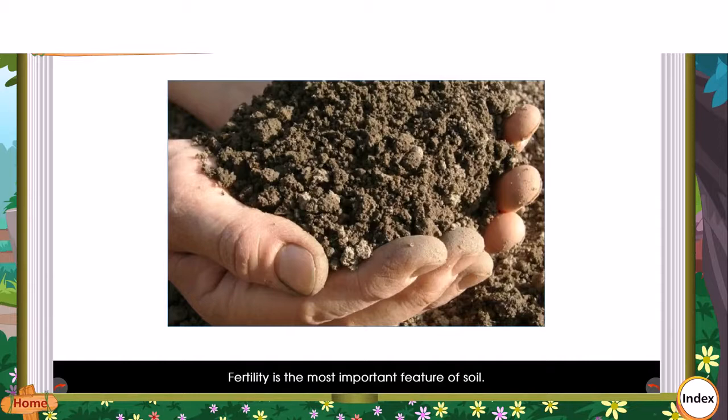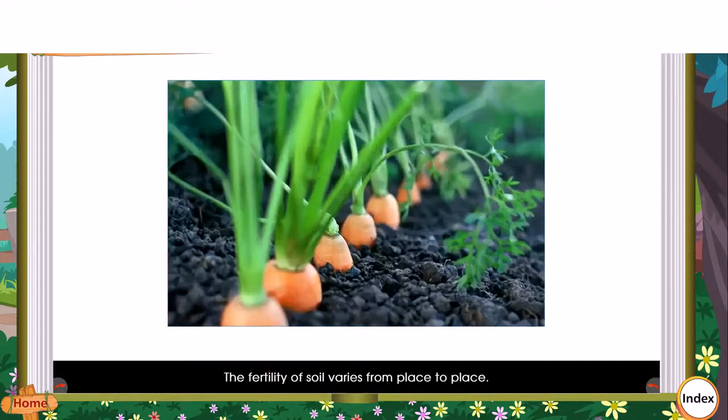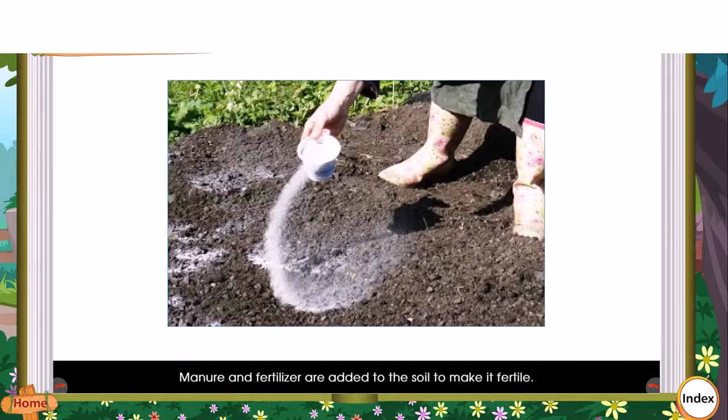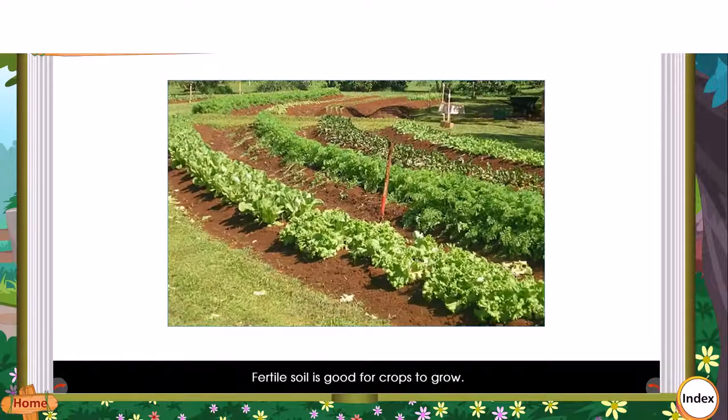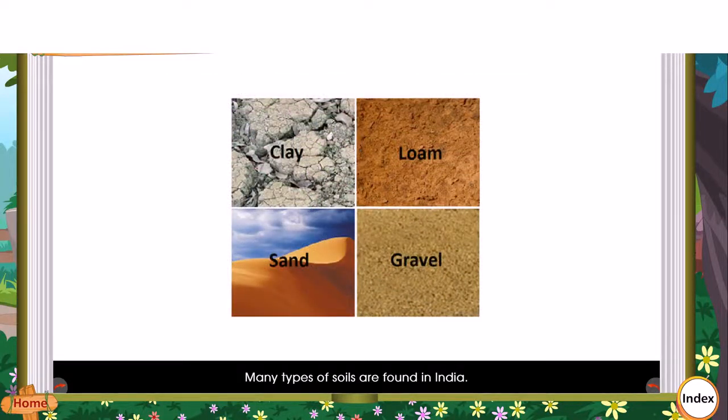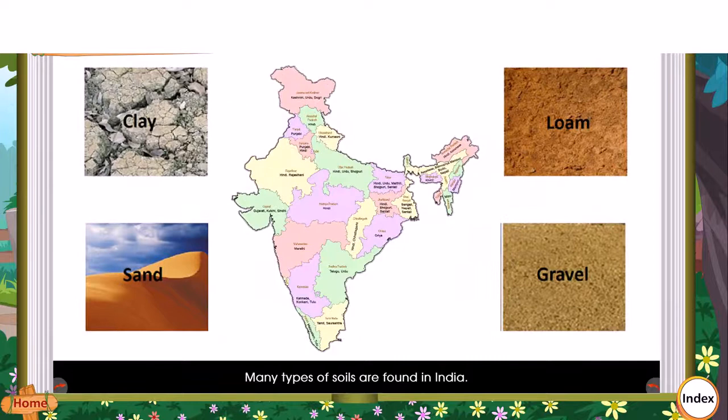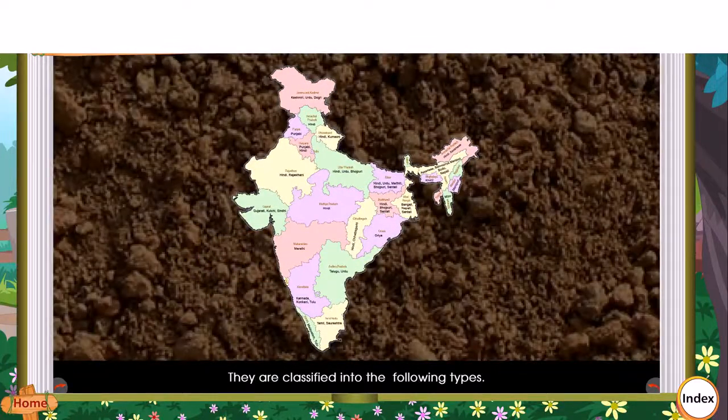Fertility is the most important feature of soil. The fertility of soil varies from place to place. Manure and fertilizer are added to the soil to make it fertile. Fertile soil is good for crops to grow. Many types of soils are found in India. They are classified into the following types.